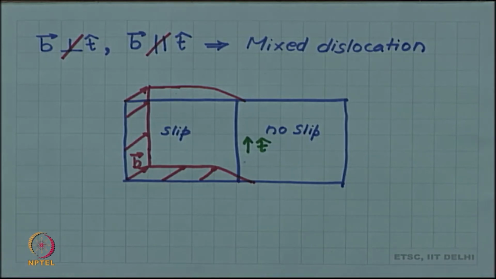We have already seen an atomic model of the edge dislocation, that is, when B is perpendicular to T, how the atomic model looks like. But we have not yet seen the atomic picture or atomic model of a screw or mixed dislocation. So, for a screw dislocation, we will see in a little bit more detail how the atomic configuration will look like around the dislocation line. So, that will be a topic of a future session.